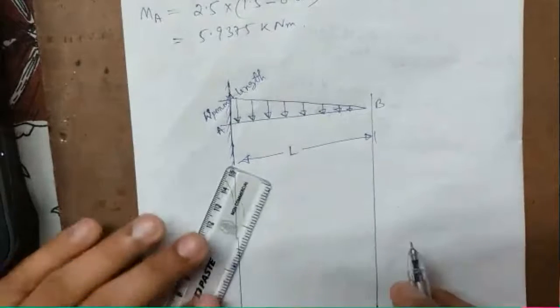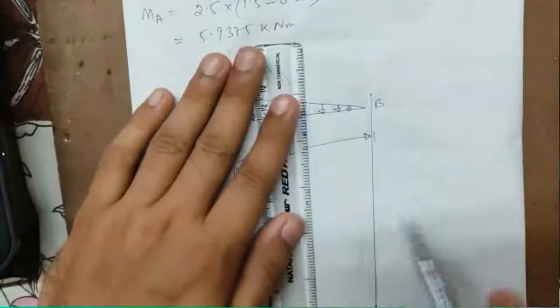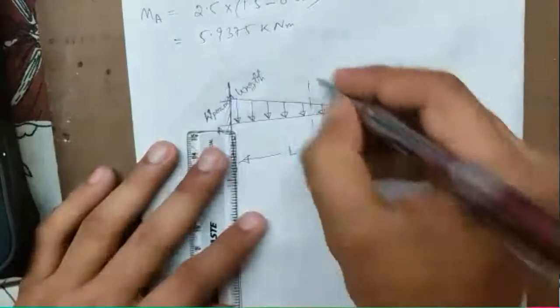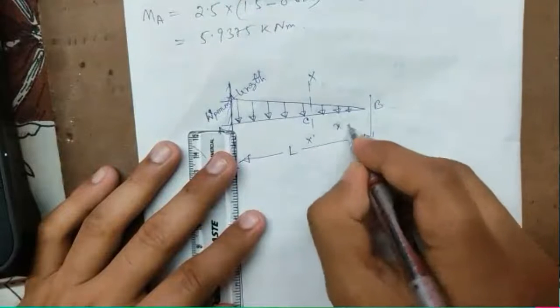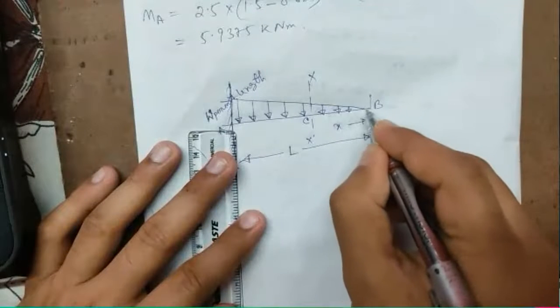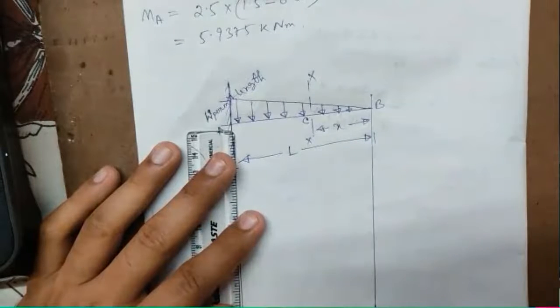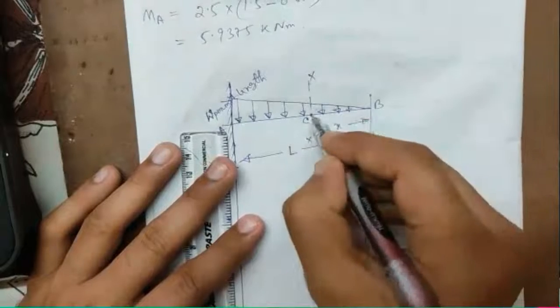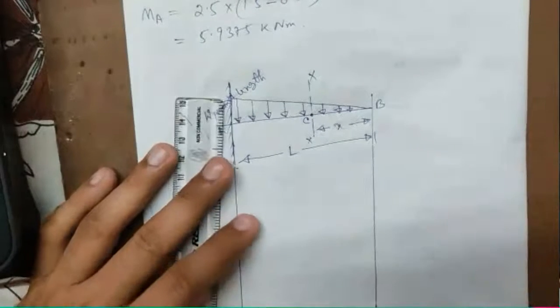We'll just elongate these lines. Looking at it, we can understand if we take a section at this region, say XX, at a point C, at a distance of x from B. Okay, we are taking section XX at point C at a distance of small x from point B.